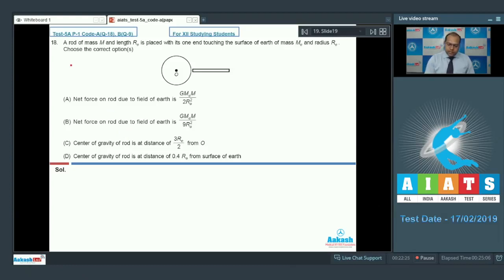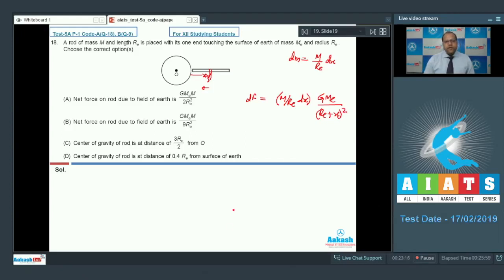In order to calculate this, I am considering an element at a distance x of length dx. So the mass of this element would be m by Re into dx. So the force experienced by this element can be written as dF, which is equal to dm, that is m by Re into dx, into the gravitational field at the location of the element, that is G Me divided by (Re plus x) whole square, and the force is acting in this direction.